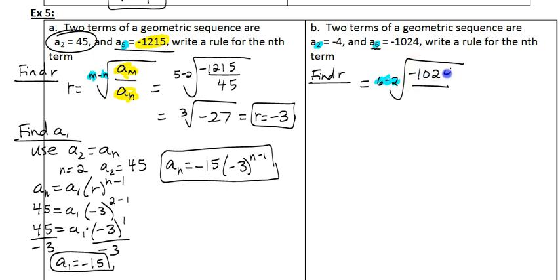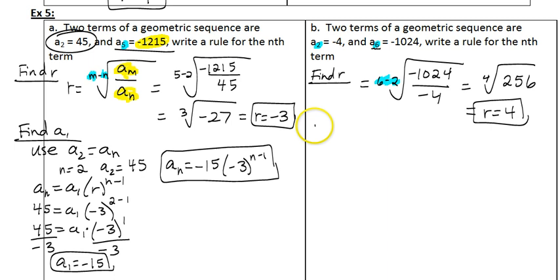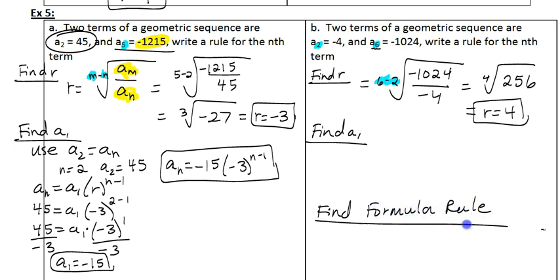And the big numbers go underneath. So right now I'm looking for the fourth root of 256, which ends up being 4. Alright, I want you to try to see if you can find A1 and try to see if you can find the formula rule. Go ahead and pause the video, and when you unpause, I'll have the answers showing.